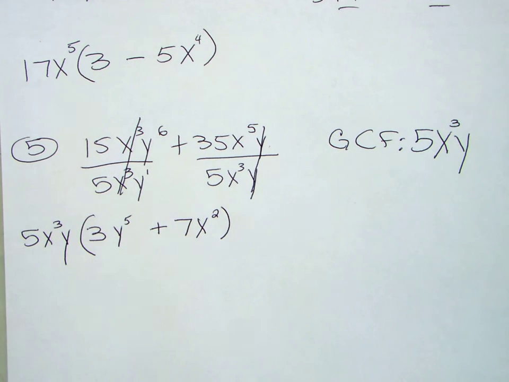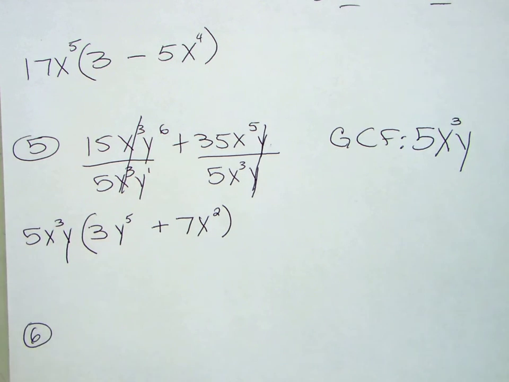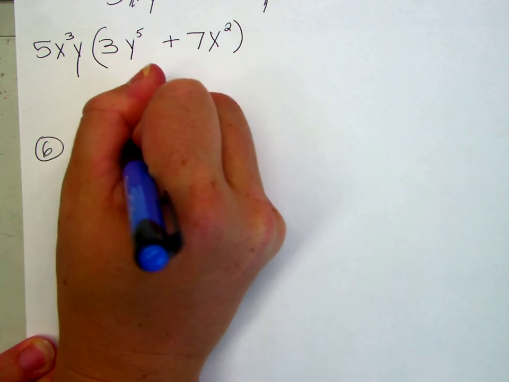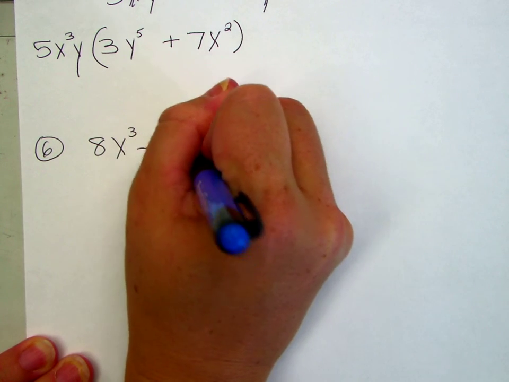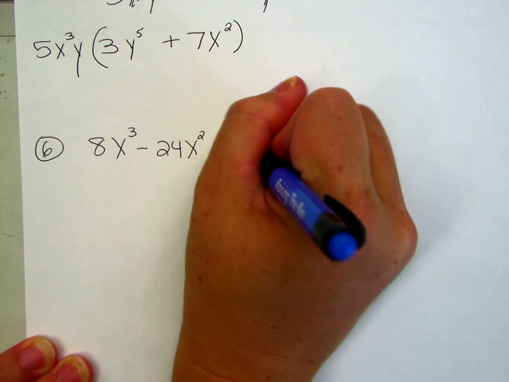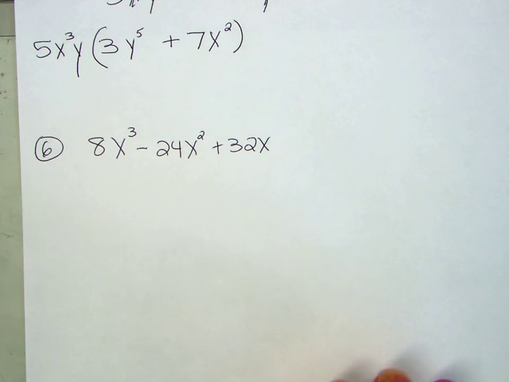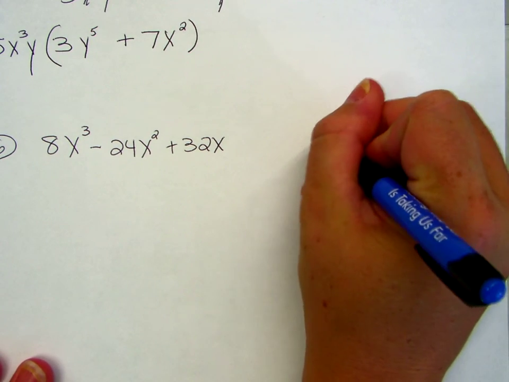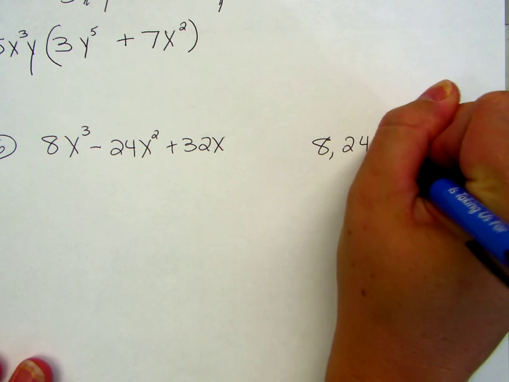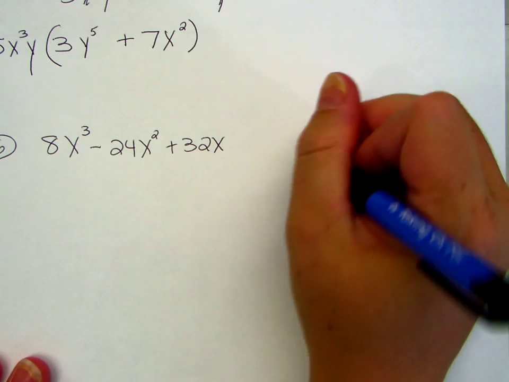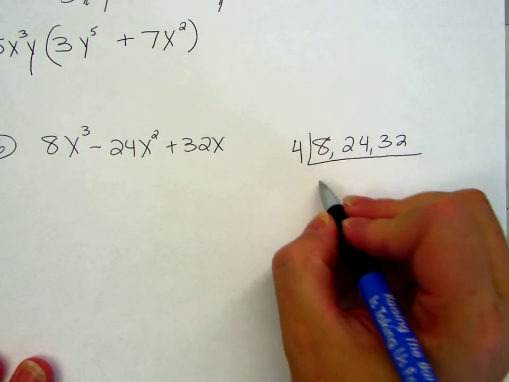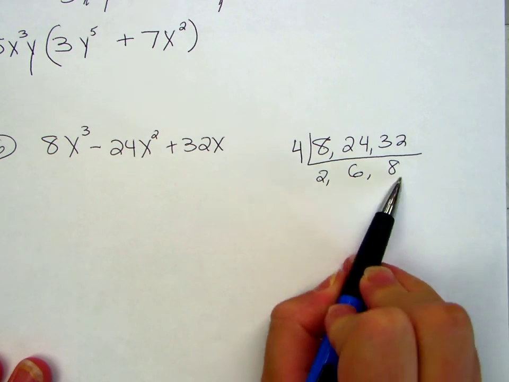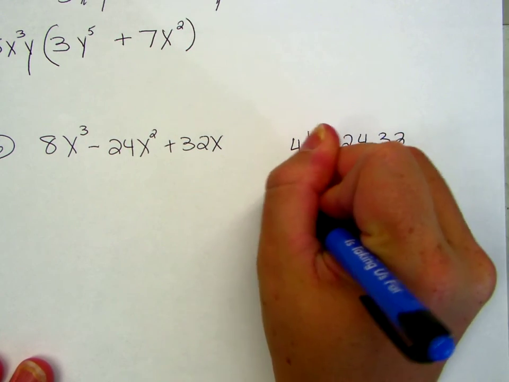All right, number 6, last one. Eight x to the third minus 24x squared plus 32x. Right. GCF. Okay, now if you're not sure how to find the GCF, let's do a quick review from Friday. So I have 8, 24, and 32. What goes into all 3 of those? I'm going to say 4. 8 divided by 4 is 2. We get here 6 and 8. Does anything go into 2, 6, and 8? Yeah, 2.